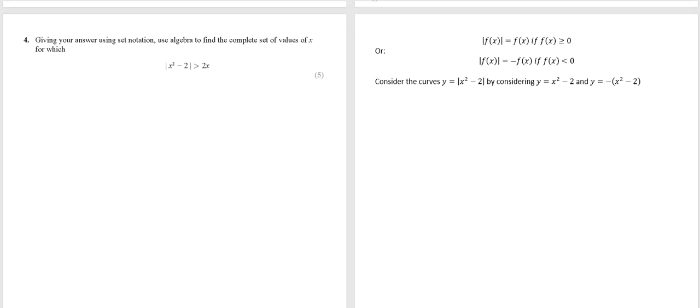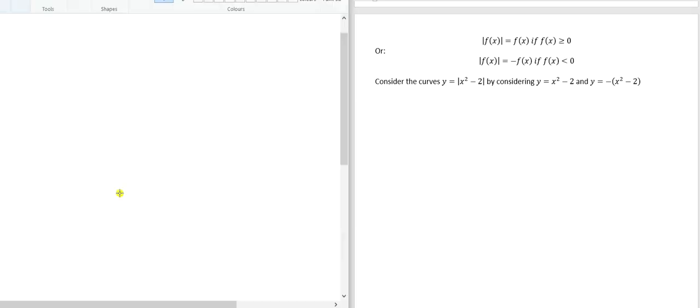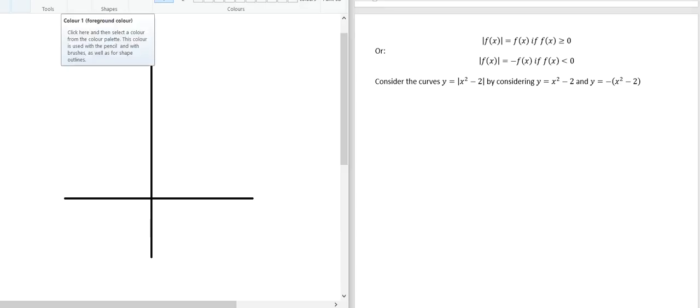Now, we should be able to sketch those fairly easily, and I would highly recommend you incorporate a sketch into your repertoire for a question like this. So we'll start with what we know about this basic quadratic. It doesn't matter if your curve is not particularly beautiful. It doesn't need to be a work of art. It just needs to be sufficiently clear that you can use it.